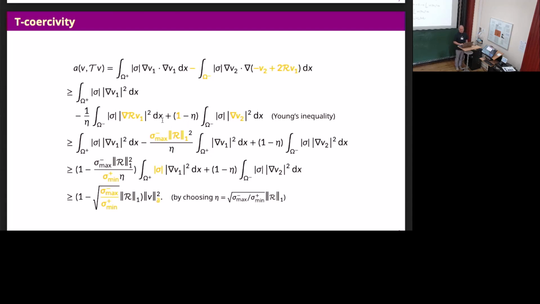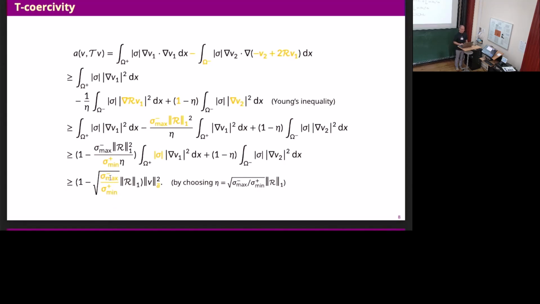And then basically after you apply some Young's inequality and so on, at the end we can show that this a(v, Tv) is bounded below by this number multiplied by the energy norm. Okay. So you see that this number depends on the contrast of the coefficient in omega plus and omega minus. So this is the maximum absolute value of sigma in omega minus, and this is the minimum value of sigma in the domain omega plus. Okay.